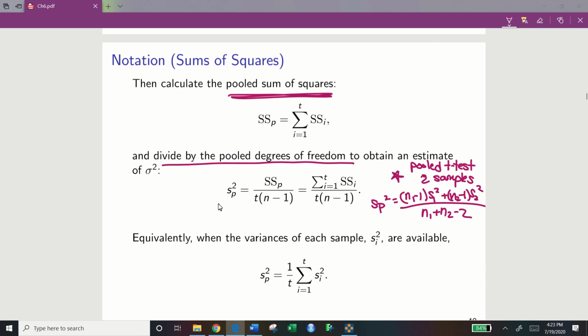Sp squared in this case is equal to SSP, our pooled sum of squares, divided by our degrees of freedom, which is t multiplied by the quantity n minus 1. We can say this is further equivalent to the summation of i equals 1 to t of SSi over the same degrees of freedom. If we have each of our individual variances, like we did in our pooled t-test for two samples, we can also use the equivalent formula of 1 over t multiplied by the summation of i equals 1 to t of our sample variances.